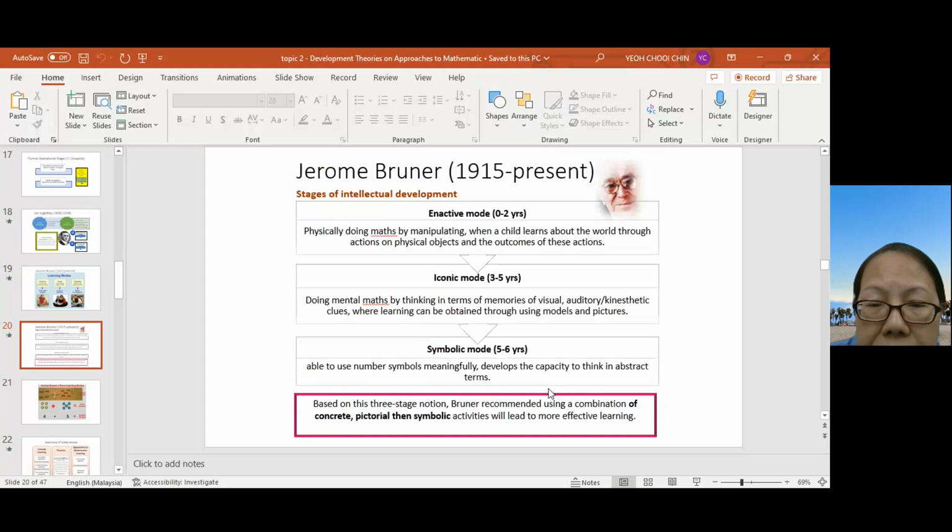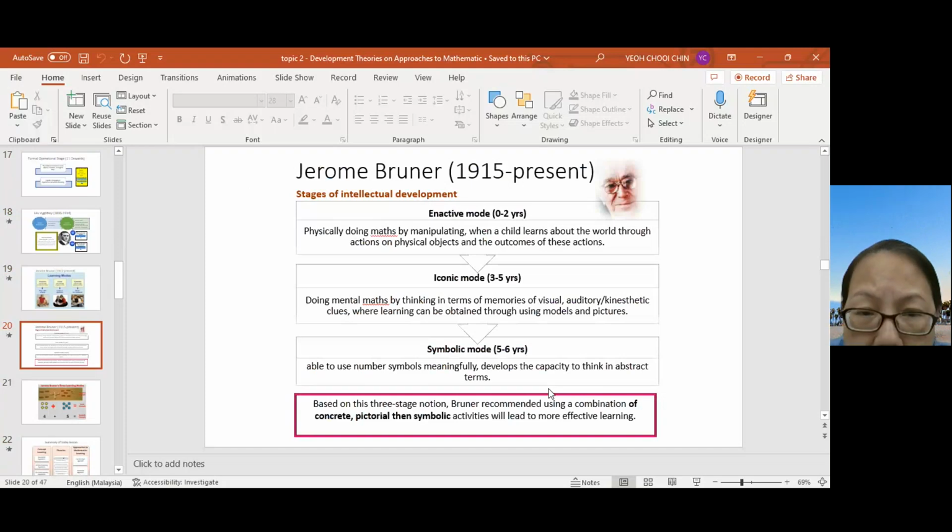Stages of intellectual development in active mode, physically doing maths by manipulating. A child learns about the world through actions on physical objects and the outcomes of the actions. They do something, and then from the experience they learn the outcome. It is how they learn from whatever they can touch and the outcomes of these actions. Oh, I do this, this is the outcome.